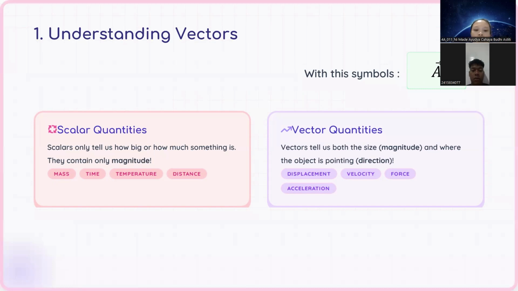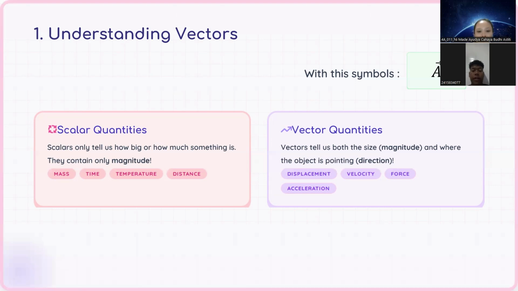Now let us compare vector and scalar. A scalar quantity only has magnitude, for example mass, time, temperature, and distance. And the second one is vector quantities. A vector quantity has both magnitude and direction, for example displacement, velocity, force, and acceleration.